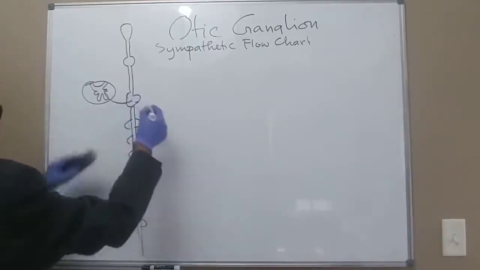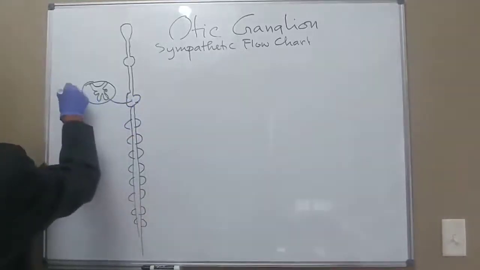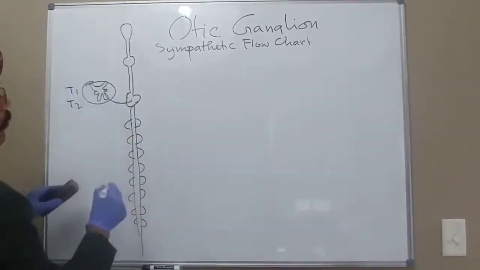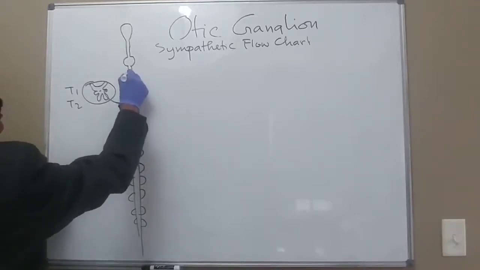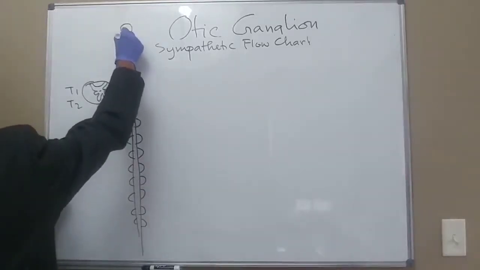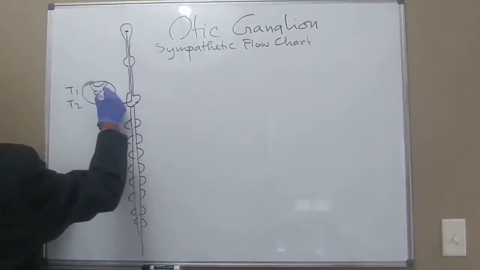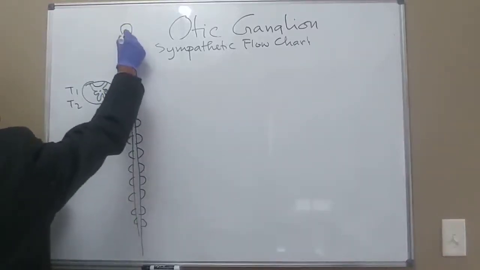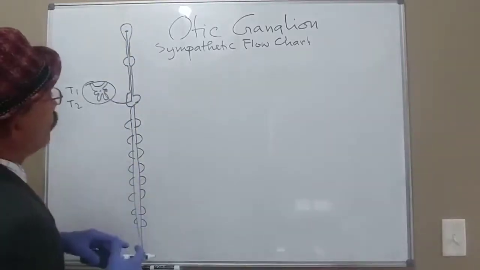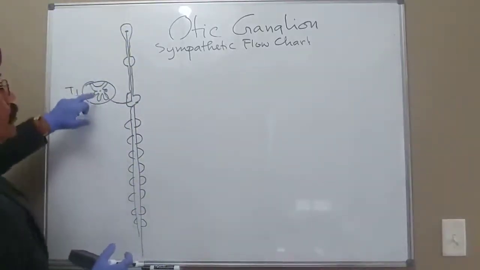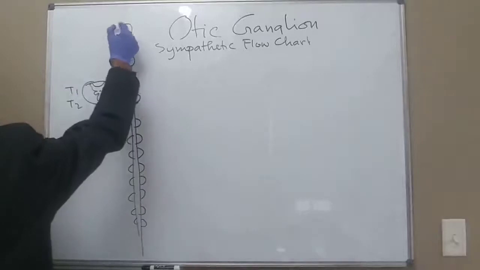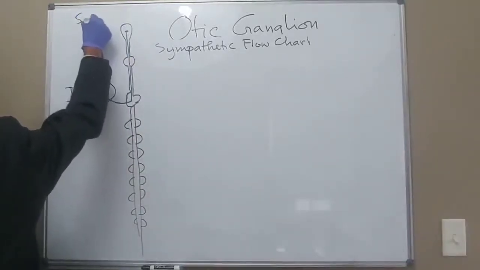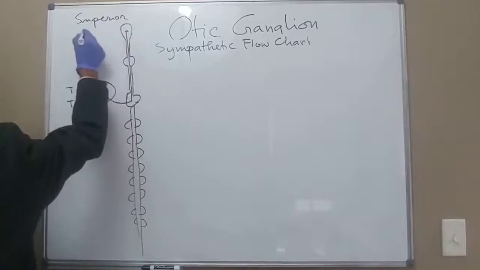Okay, so suppose it is at T1 or T2 level of spinal cord. Okay, this is going to the lower part of the cervical sympathetic ganglion. It goes through the inferior cervical sympathetic ganglion, middle cervical sympathetic ganglion, superior cervical sympathetic ganglion. So this nerve from here to here is preganglionic. Of course, it is controlled by the hypothalamus, that is different tissue. Here is a preganglionic neuron. Here is a postganglionic neuron. This is the superior cervical sympathetic ganglion.